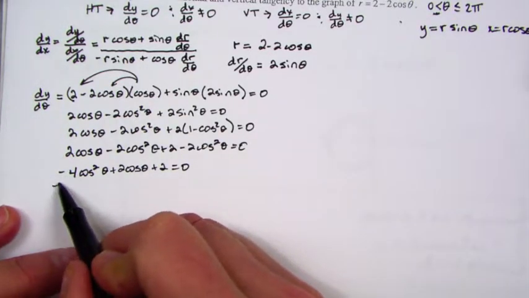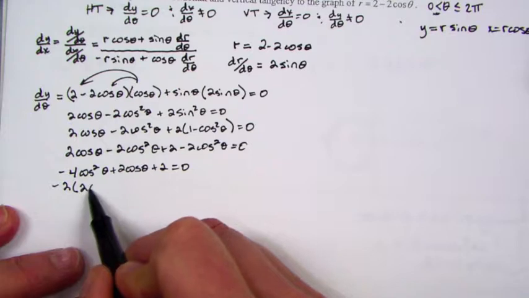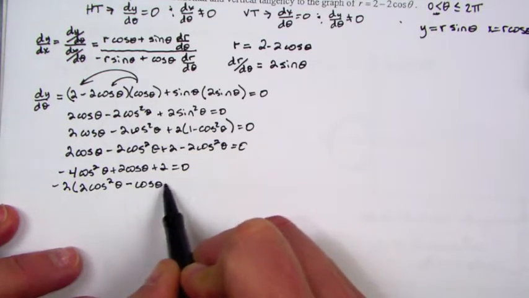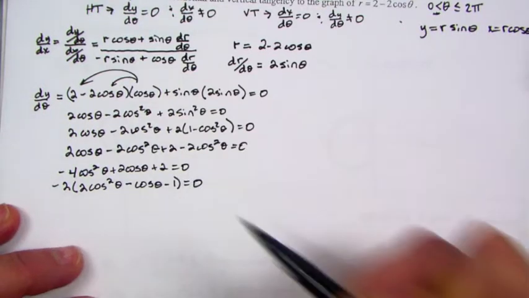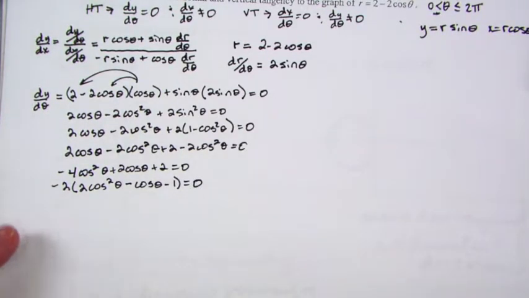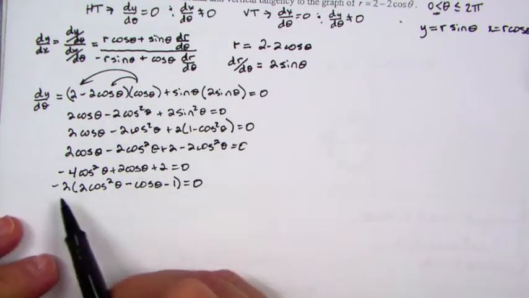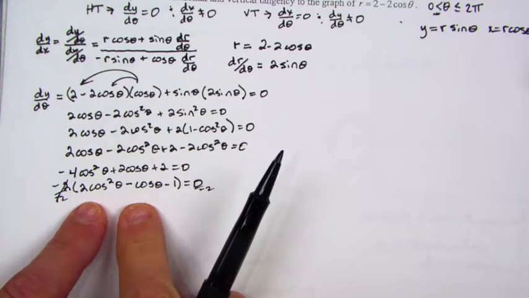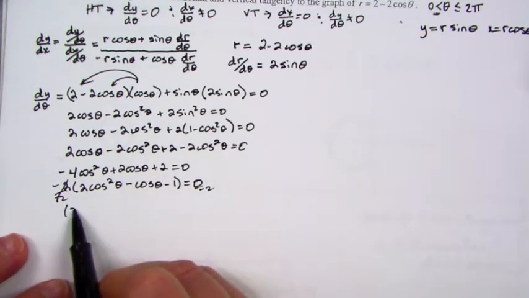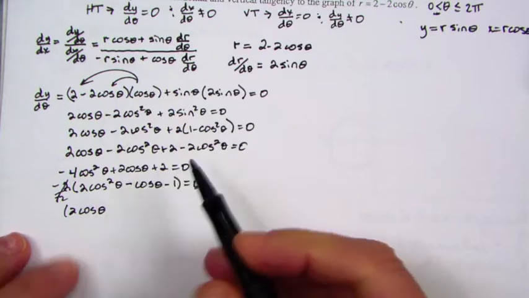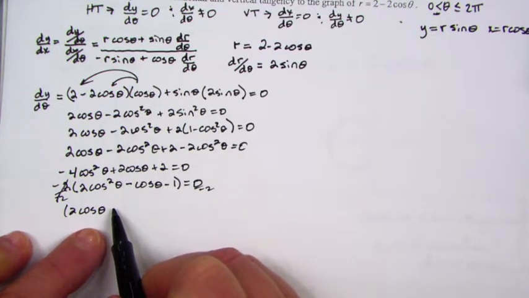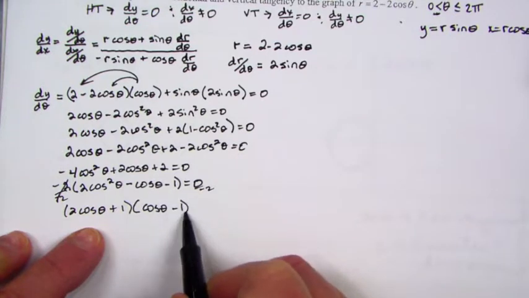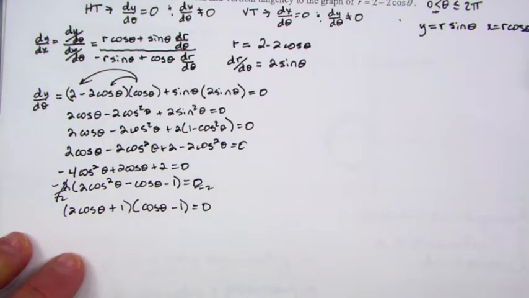I can factor out a negative 2. That leaves me 2 cosine squared theta minus cosine theta minus 1 is equal to 0. Divide both sides by the negative 2. And there's a quadratic that I can factor. This will factor into 2 cosine theta plus 1, cosine theta minus 1 is equal to 0.